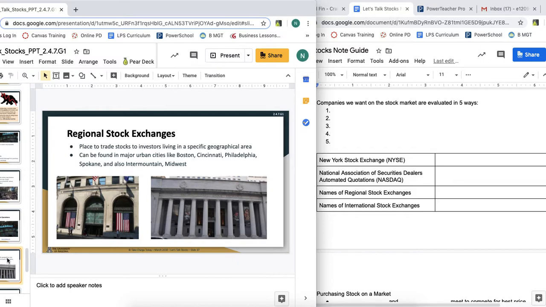And then there are going to be regional stock exchanges. So this is going to be a place to trade stocks to investors living in specific geographical areas. They are going to be in larger cities, for example, Boston, Philadelphia, Cincinnati. There are some in the Midwest that do regional stock exchanges outside of the major international stock exchanges.